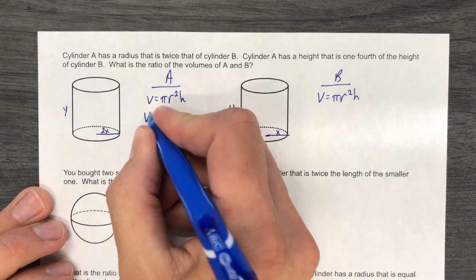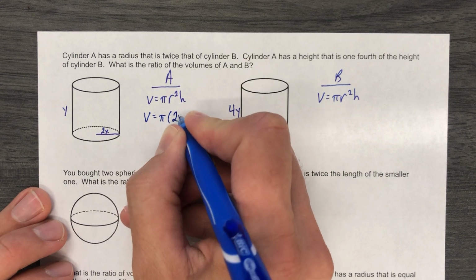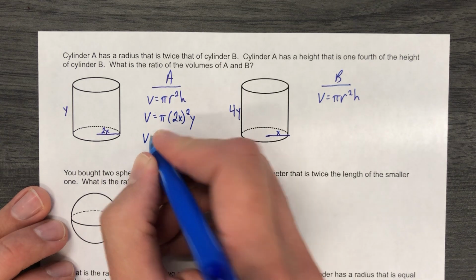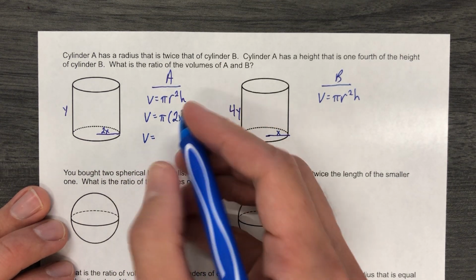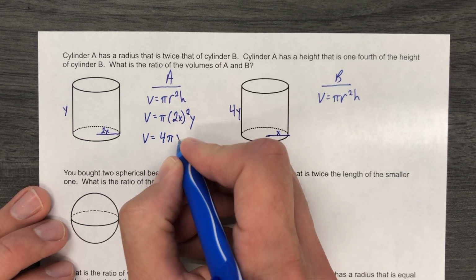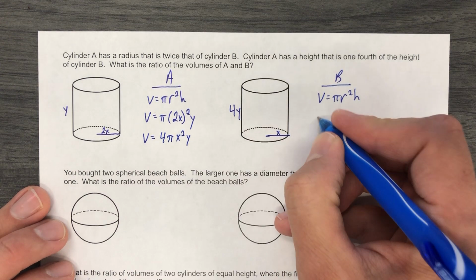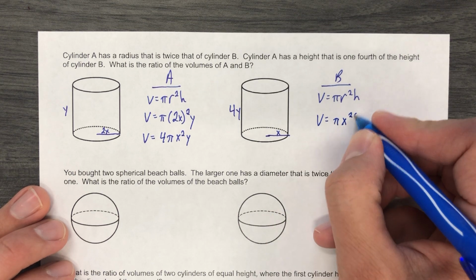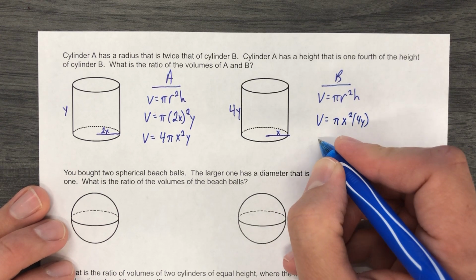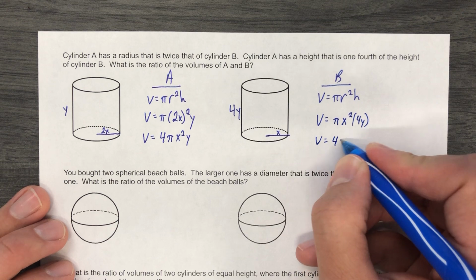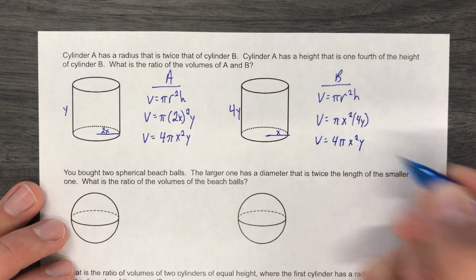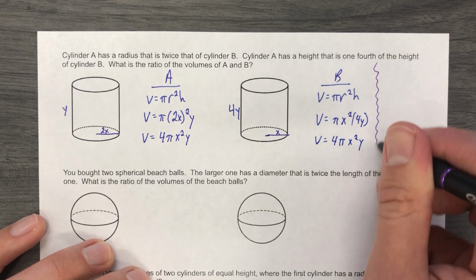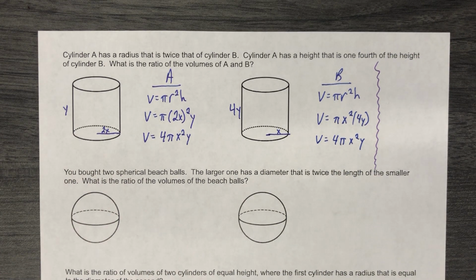The volume of this one is pi times the radius squared times the height, and that's going to give me pi times 2 squared, that's 4. We'll put that in the front. Times pi x squared y. And here, the volume is going to be pi times the radius squared times the height. We'll just rearrange this one. We'll put the 4 in the front: 4 pi x squared y. And I hope you notice what I noticed. It's a little obvious already. This is really cool.